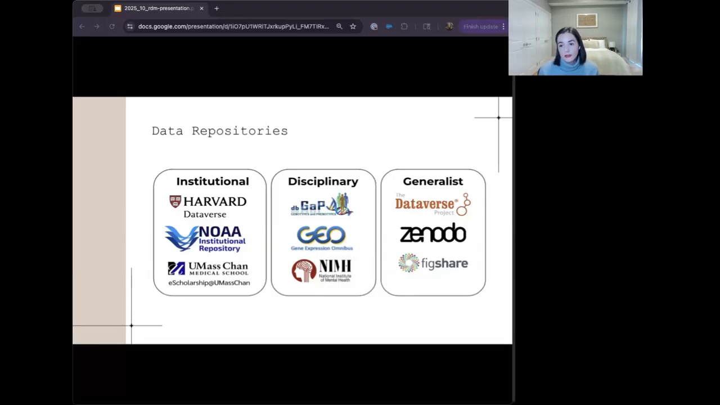You'll start from left to right. So I recommend starting with identifying whether you have an institutional repository. You should use that first. And then if there are specific repositories for your data type, use those next. And then for any data that doesn't qualify for those types of repositories, generalist repositories are an excellent option.